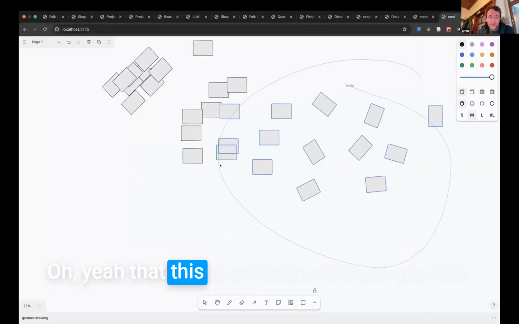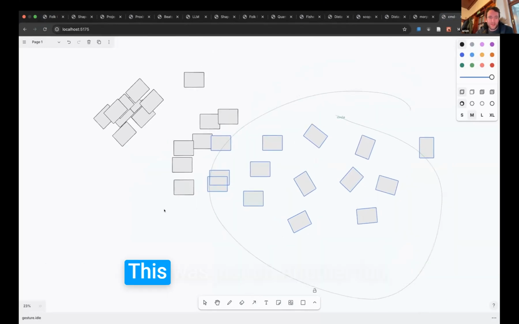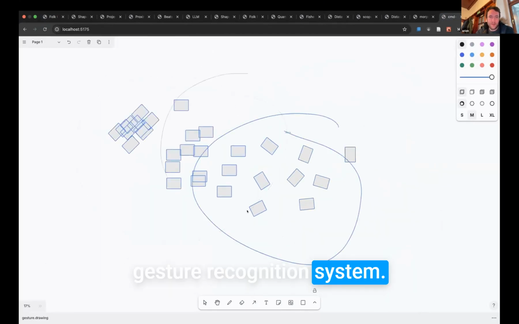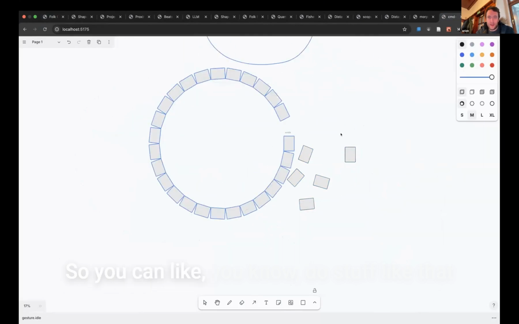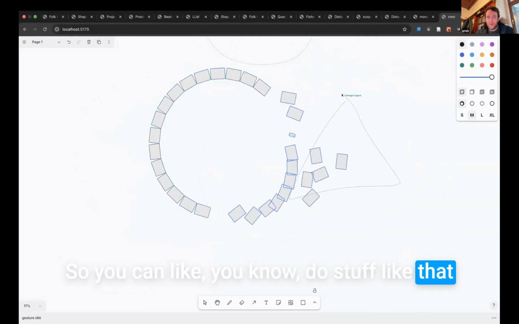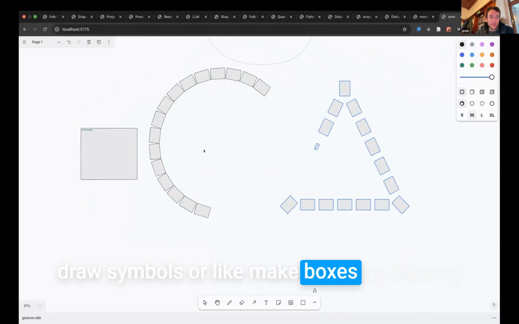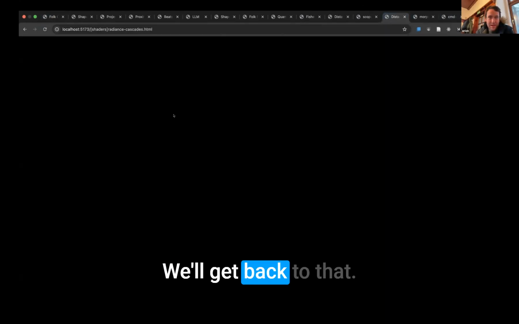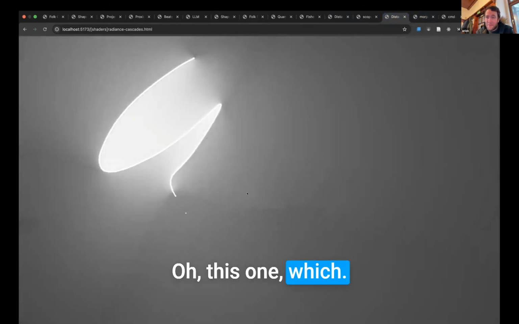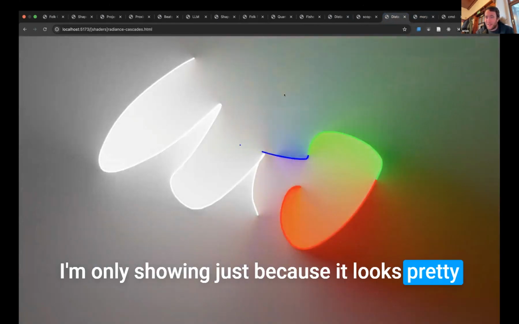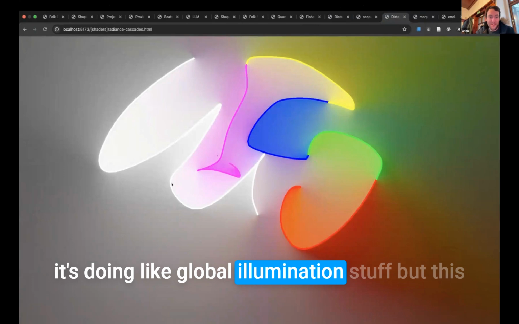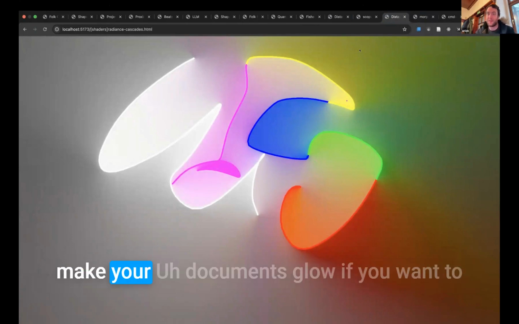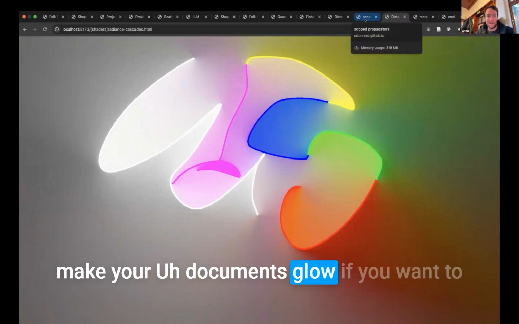Oh yeah, I may as well show you this. This was just another fun gesture recognition system, so you can do stuff like that, draw symbols, make boxes by drawing boxes, or tick stuff off by drawing a tick. We'll get back to that. Or this one, which I'm only showing because it looks pretty. It's doing global illumination stuff, but this one's actually doing it on top of HTML, so you can make your documents glow if you want to.